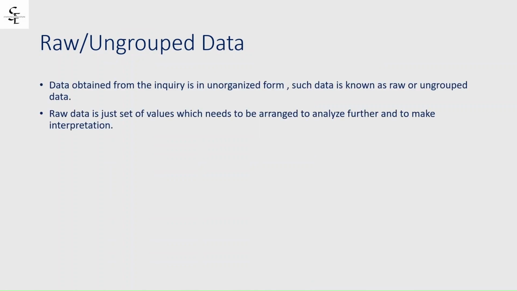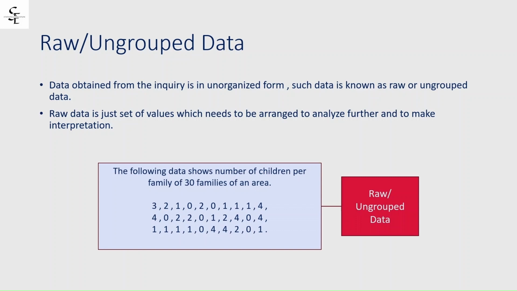Data obtained from the inquiry is in unorganized form. Such data is known as raw or ungrouped data. Raw data is just a set of values which needs to be arranged to analyze further and to make interpretation. For example, the following data shows number of children per family of 30 families of an area.